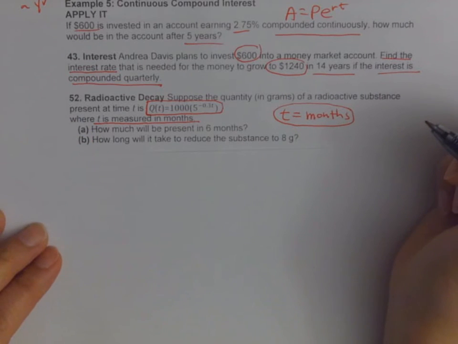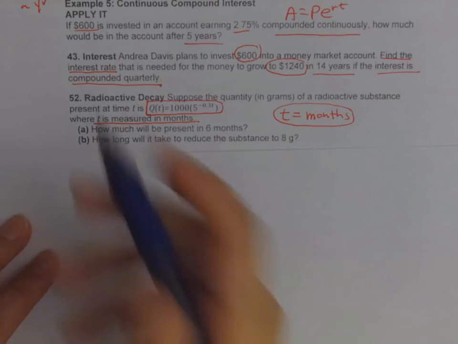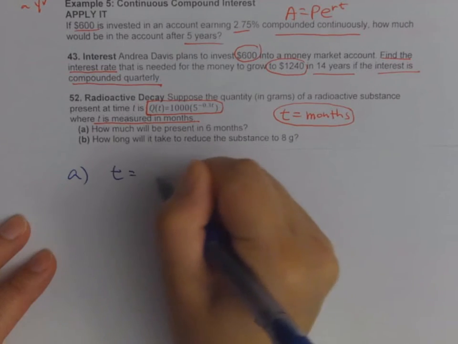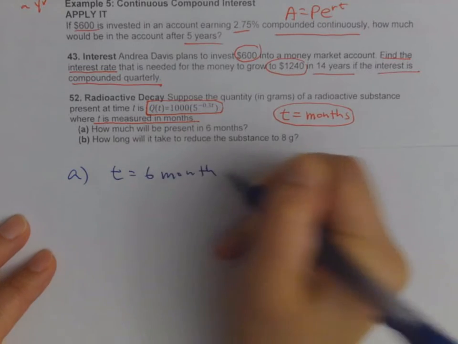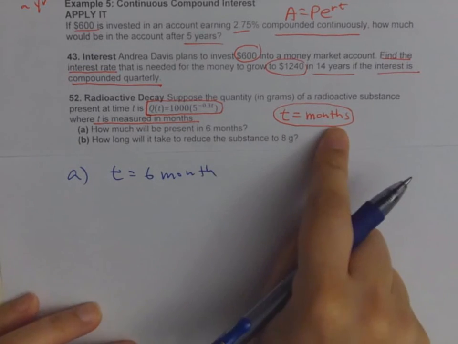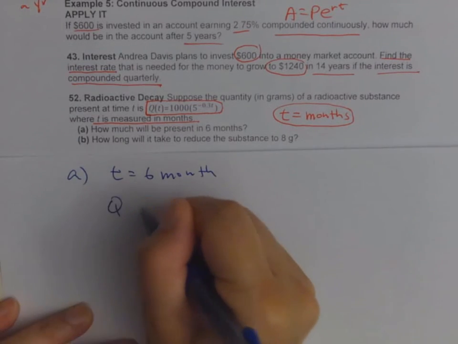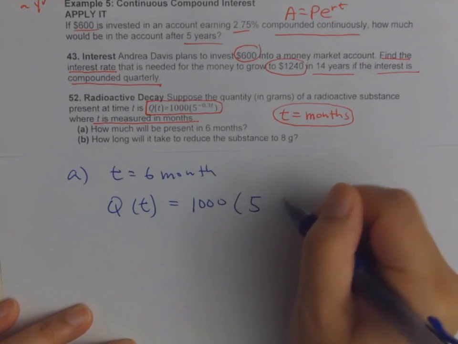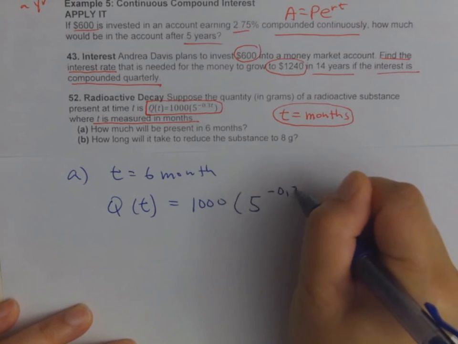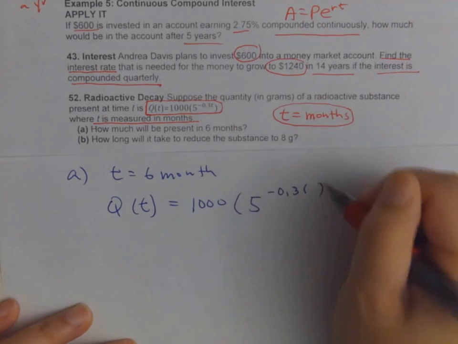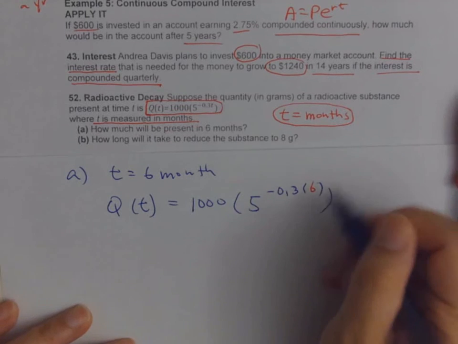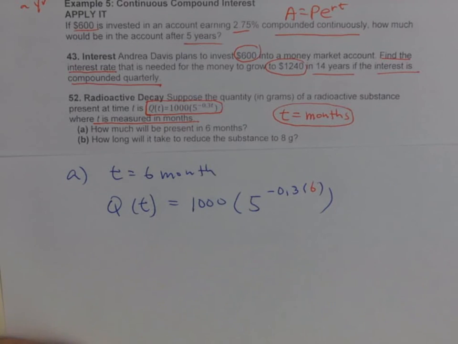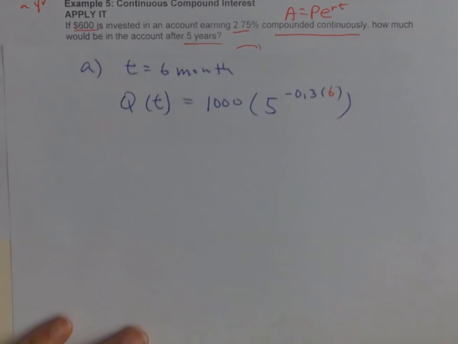We have to keep that in mind. The first one says, how much will be present in 6 months? So the first one, they give you t equal to 6 months, and we don't have to convert this to years this time because t represents months, right? So Q of 6 equals 1,000 times 5 raised to negative 0.3 times 6 months, right? So this is just plugging into the calculator, so hopefully you can do it, but you have to be careful.